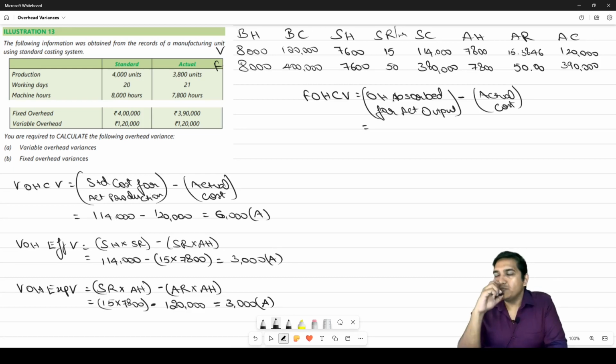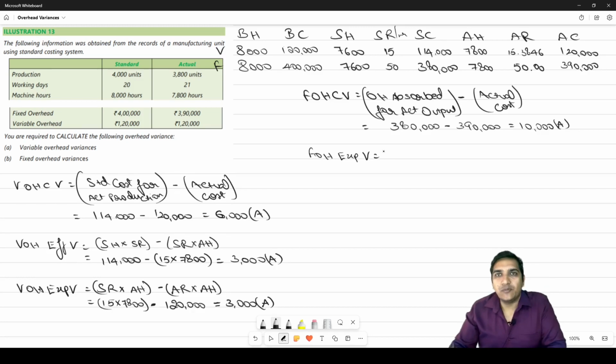So overhead absorbed for actual production, as I said, is nothing but our standard cost, which is 3,80,000, minus my actual cost, 3,90,000. So we get 10,000 adverse. Right? Next, let us calculate fixed overhead expenditure variance.